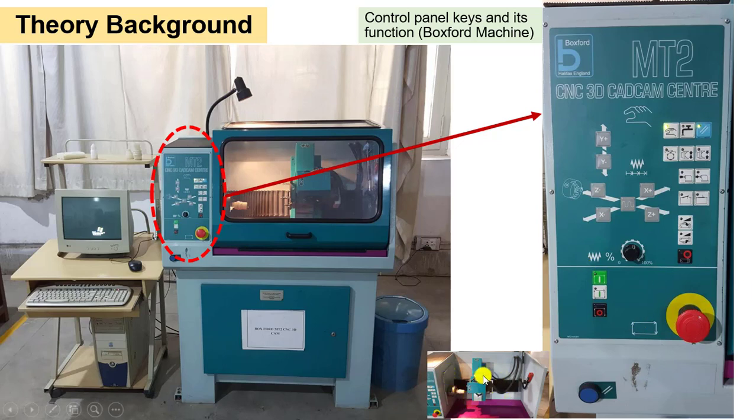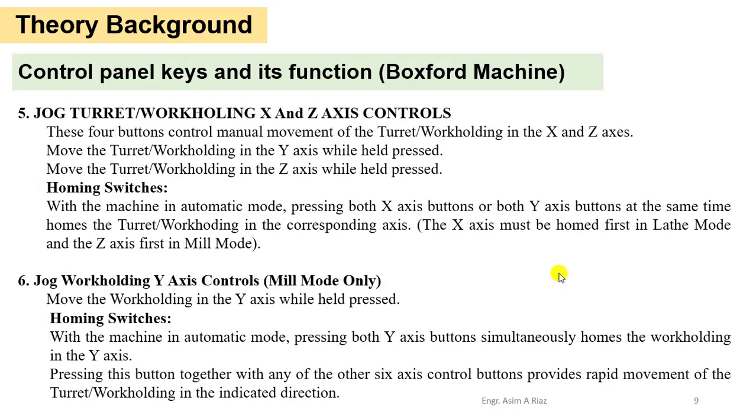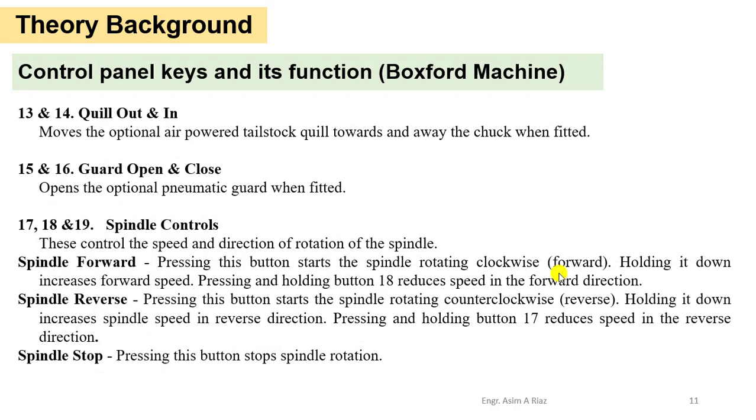Similarly, you can see here in this picture the jog turret or work holding assembly, which moves when you start the feed motion, when you press the jog axis button for the feed motion. So these are the buttons, and their detail and usage function are detailed in these slides, so you can read these slides by yourself. I have discussed all these things.